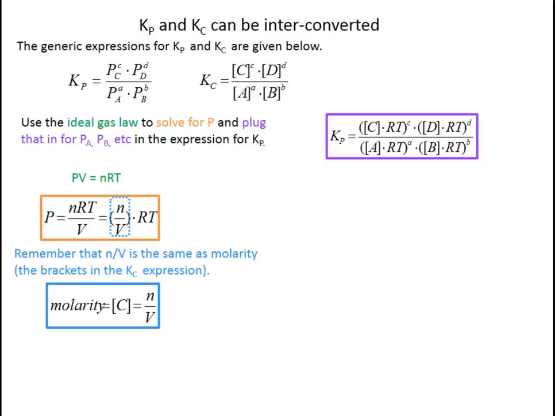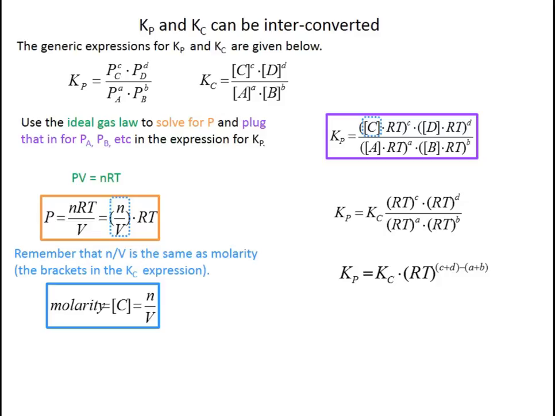You end up getting this for our Kp expression. So this is because I've plugged in the pressure of C, which is really the molarity of C times R times T, and that's all raised to the c power, because remember the partial pressure of C is raised to the c power. And we plug the same thing in for D, and the same thing in for A, and the same thing in for B. Then you rearrange it a little bit, remember the brackets mean Kc, so if we rearrange that, we get C raised to the c power times D raised to the d power, over A raised to the a power times B raised to the b power. If we put all those together, that's really the same thing as our Kc expression.